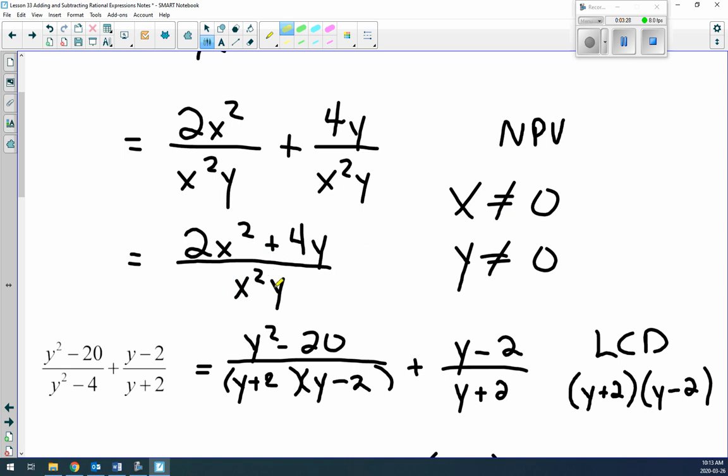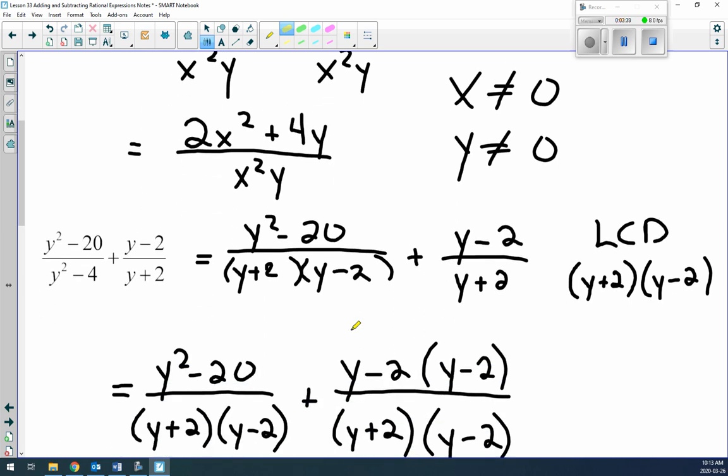Now, if you look, there's an x and a y. Both are not equal to 0. So NPVs: x cannot be equal to 0, y cannot be equal to 0. The hardest part about this whole unit will be finding the LCD, the lowest one, right? Common denominators are easy. The lowest one is a little bit difficult.